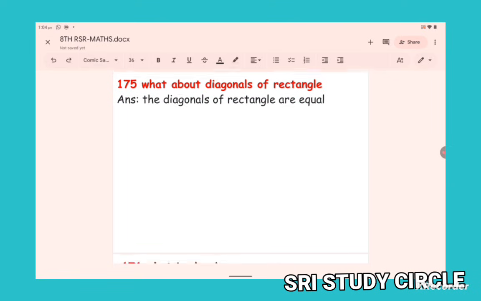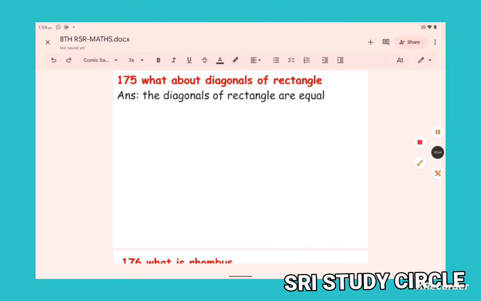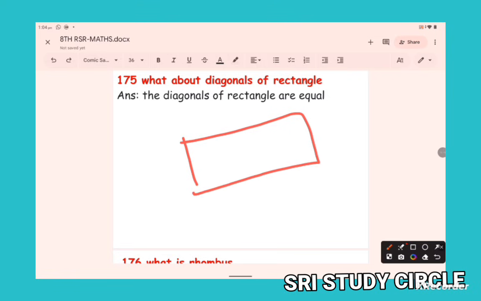What about the diagonals of a rectangle? In a rectangle, the length of the diagonals, what about them? What we know is the lengths of the diagonals are equal. In a rectangle, the lengths of the diagonals are equal.